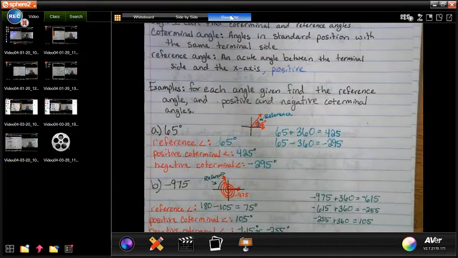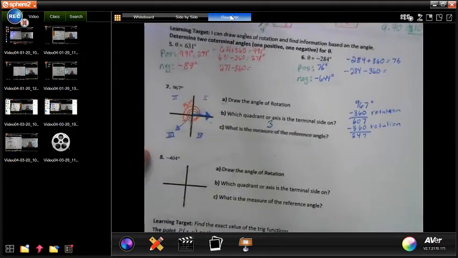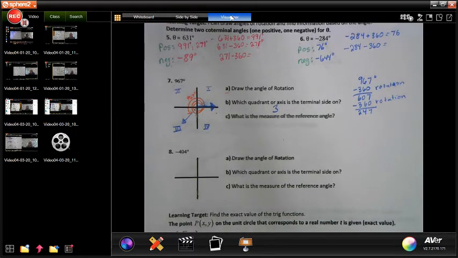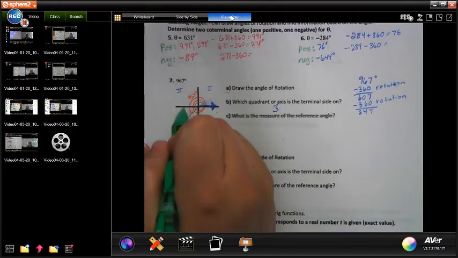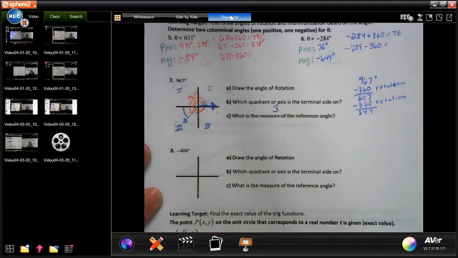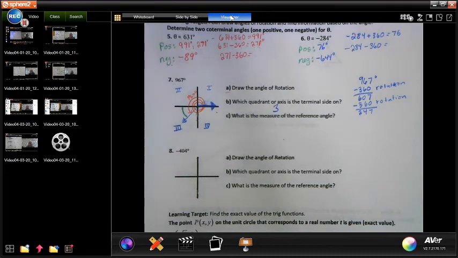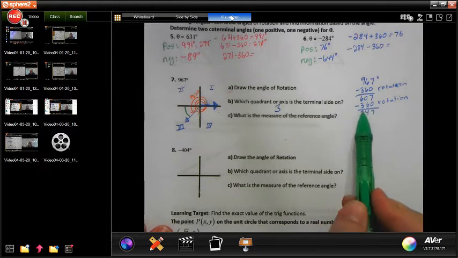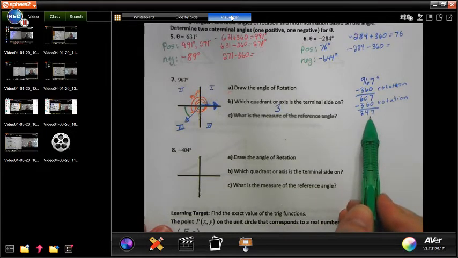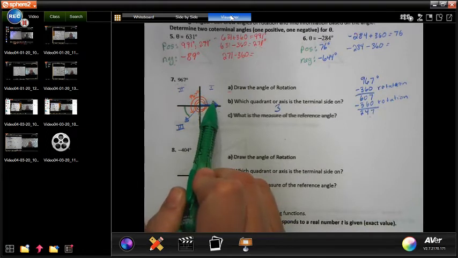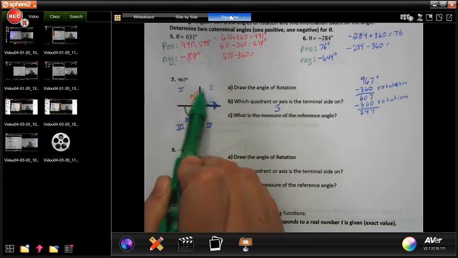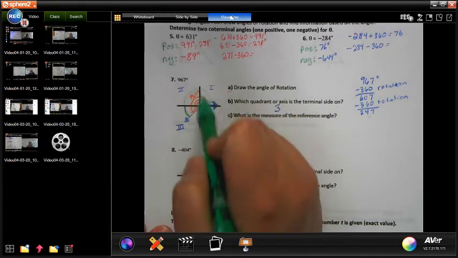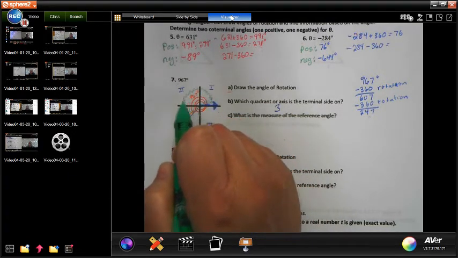Okay, it's always positive. So the reference angle would basically be between the x-axis and the terminal side, this, and we're going to mark it as a positive. So if we take out the rotations, we take out 360, we have 247 degrees left. And that goes from here all the way to here. We don't want this part. We want to get rid of that.